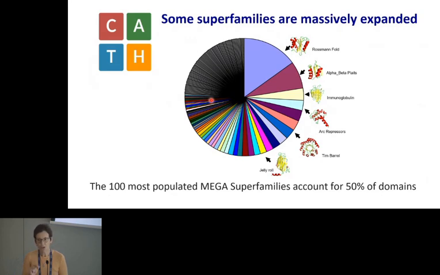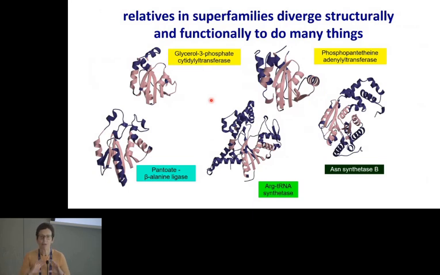So 100 out of 5,000 superfamilies account for more than half of the data, actually. So these are superfamilies that you find in all organisms of life. Some of them are massively duplicated within some organisms. And it's these families that I'm most excited about, to be honest, because it's these families that diverse enormously in their structures and their functions.